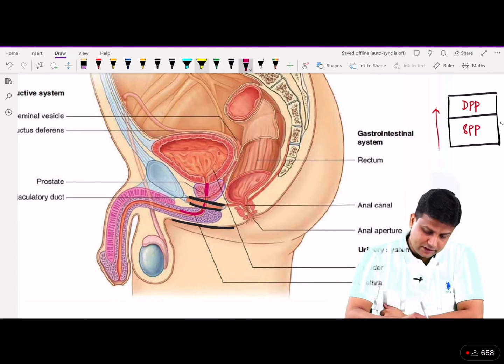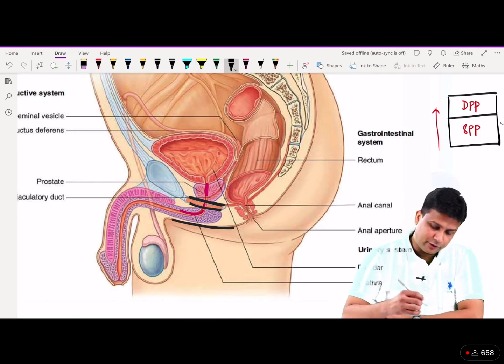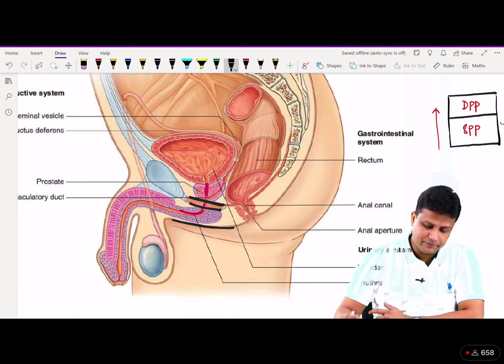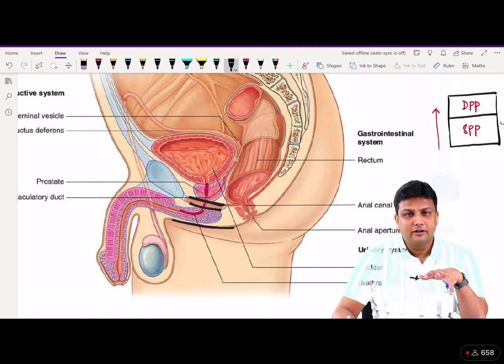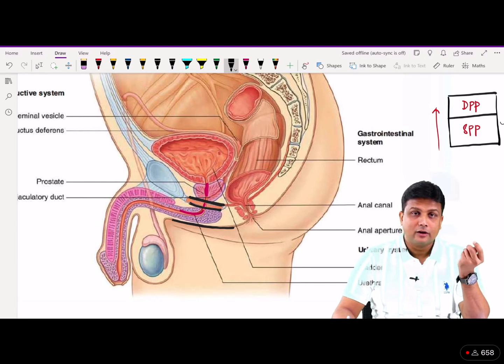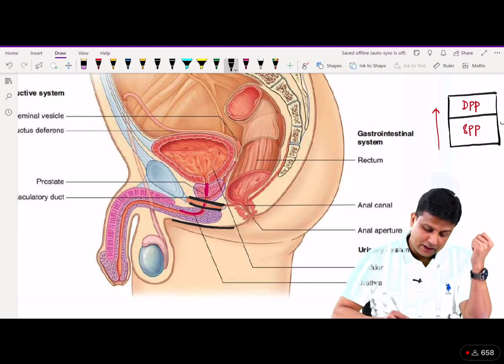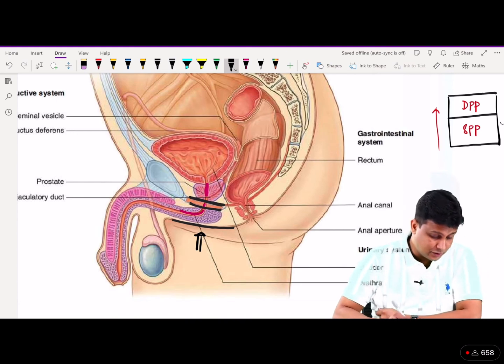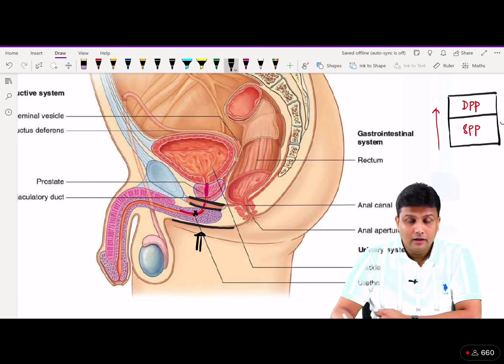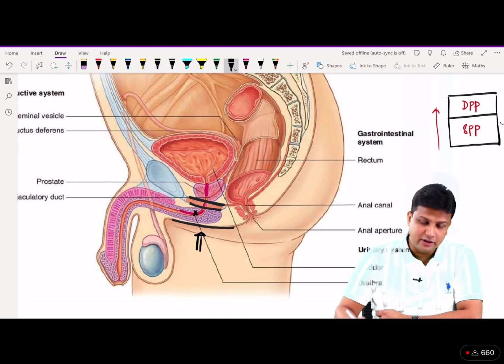Now, suppose this bulbar urethra is damaged, as in our clinical question, either the person falls into a manhole, or there is an injury while riding a bicycle and he gets a hit in the perineum region here. Once he gets a hit here, what is going to happen, guys? The bulbar urethra will be damaged.